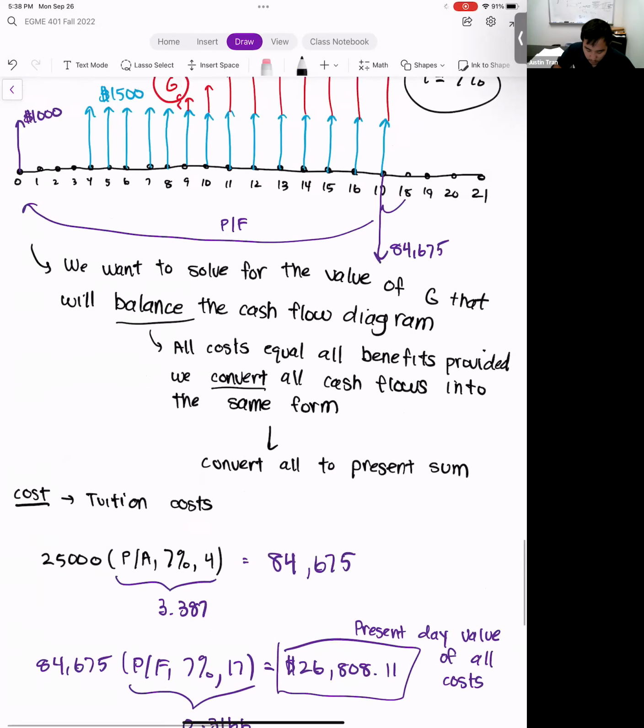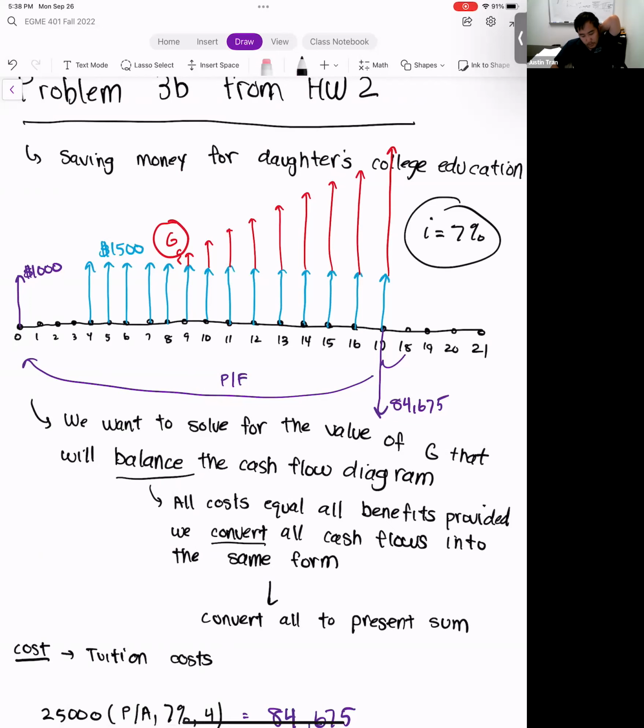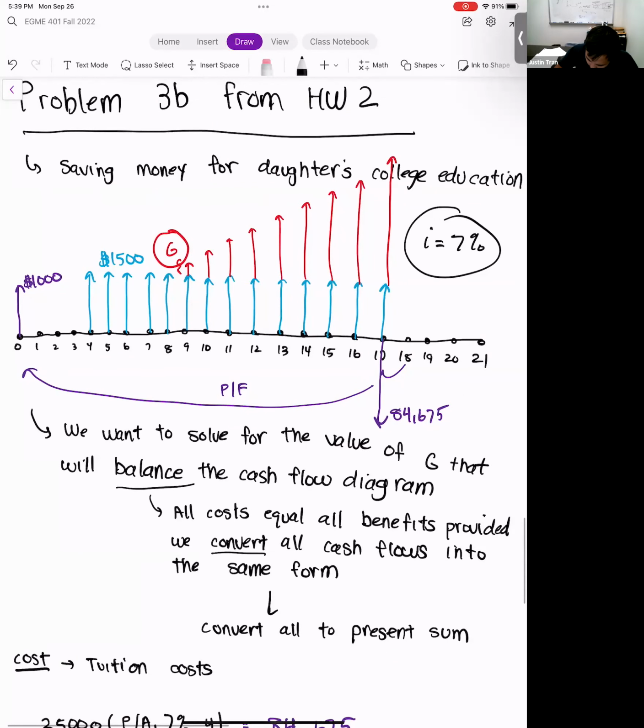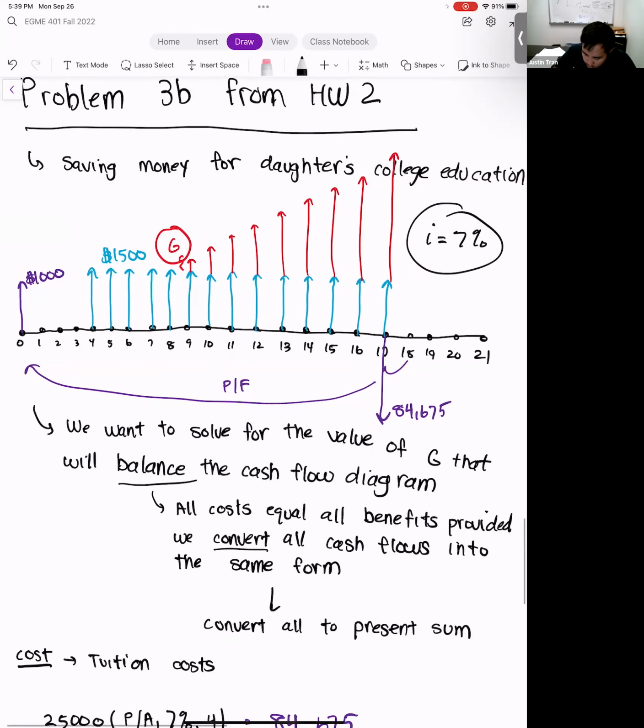Okay, so we have several benefits here, three in total. First thing we have is the $1,000 initial investment from grandma and grandpa. For this $1,000, we actually don't have to do anything. This is already in present-day format, so we can just keep it as such. Next, we have this $15,000 that the family started when the girl was 4 years old, and this continued up until year 17.